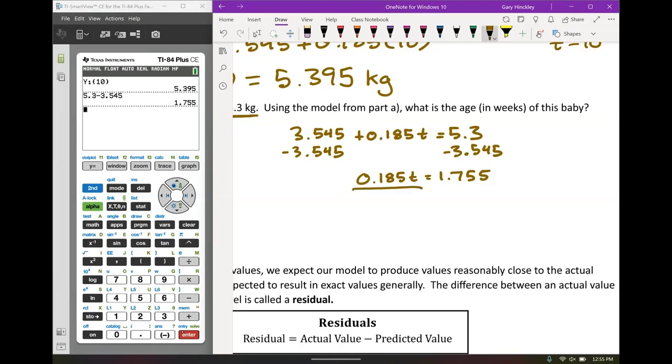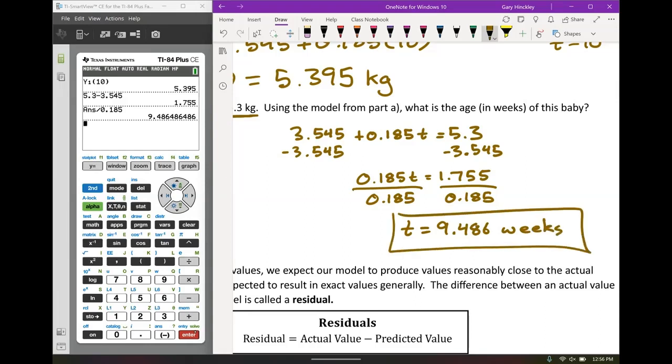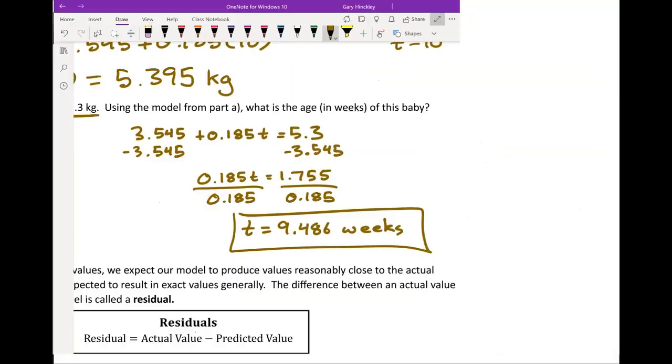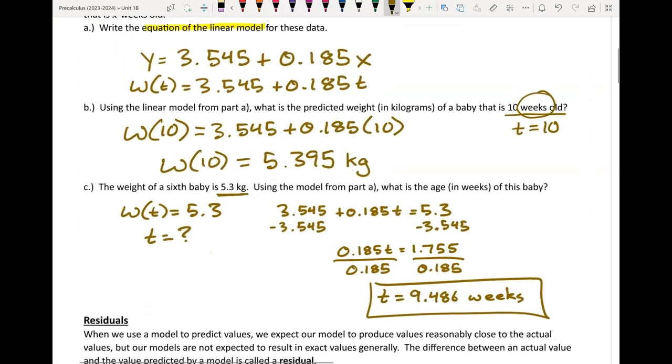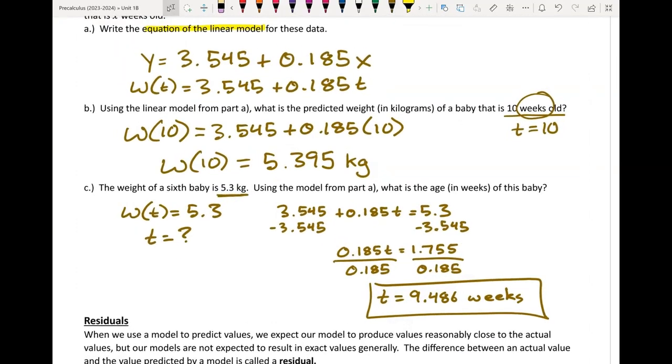Divide by? Yep. And so our age, I take that value and divide it by 0.185. And I get my age is 9.486 weeks. Don't forget your units. Our units in this case for time is in weeks. All right, and that is problem number 1. Go ahead and just double check that you have each of those things, and let me know if you have any questions.